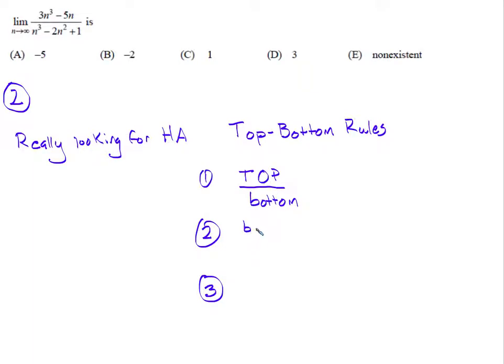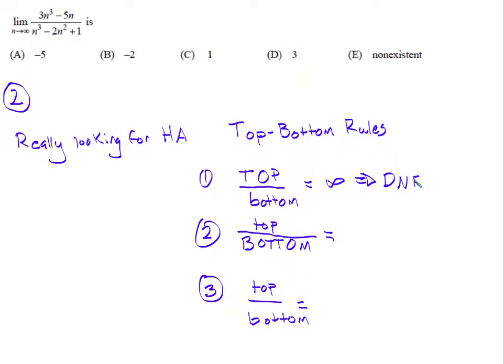Case 2 is where the bottom is bigger, so the degree is higher on the bottom than the top. And the final one, they're both the same, so the top and bottom have the same degree. Okay, it's hard to talk and write at the same time. So what are these equal to? Go ahead and give yourself a chance to review. Top is bigger, that's going to be infinity, and this means it does not exist.